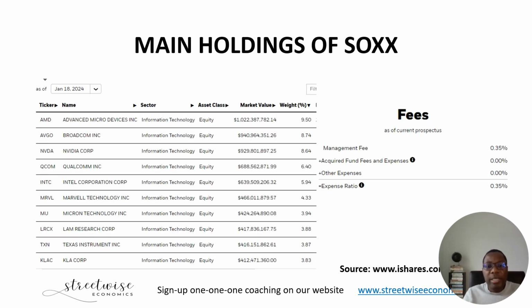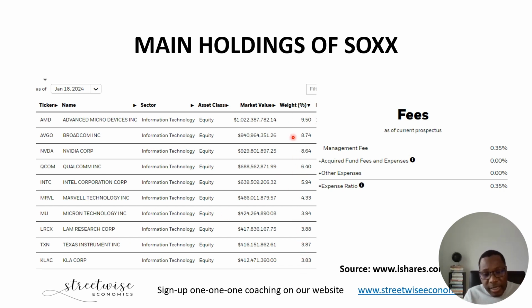Then moving on, in terms of the specific holdings of this exchange traded fund, you find that it has the biggest weighting on Advanced Micro Devices, about 10%, and Broadcom. So you find out that you will be exposed to this semiconductor sector, right? So these are the sector compositions you can see here, right?